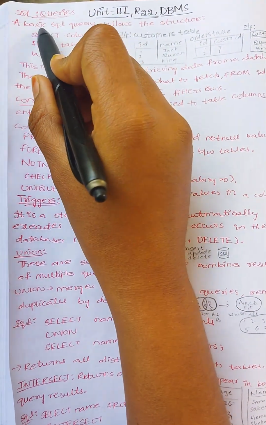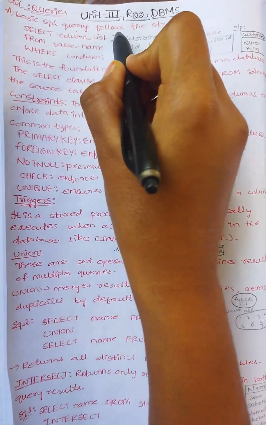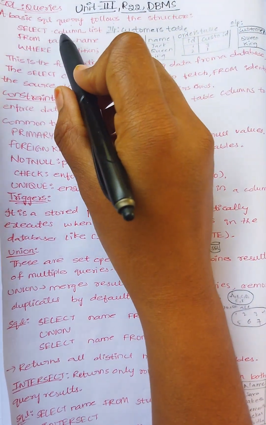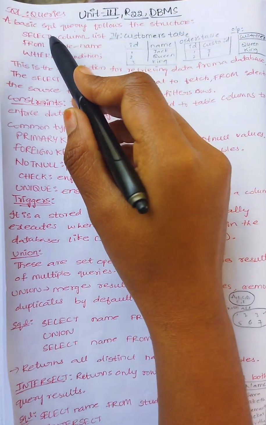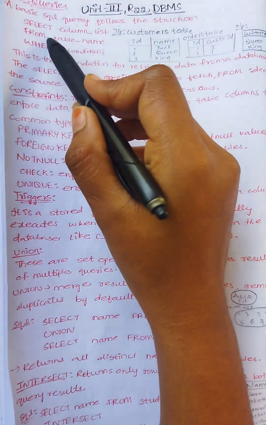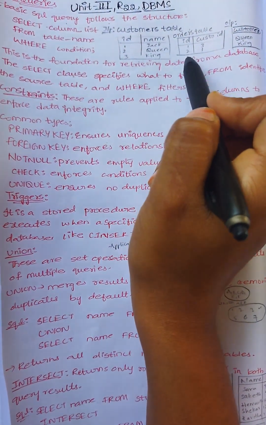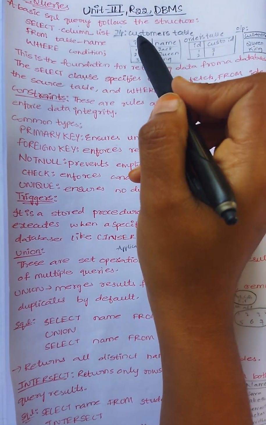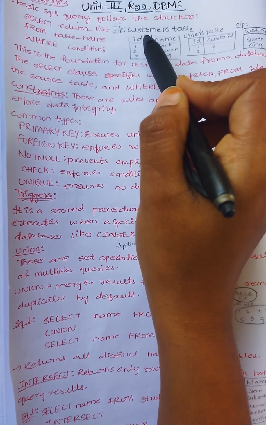SQL queries. Query is nothing but the question. A basic SQL query follows the structure. SELECT a column list, in which we are selecting the columns. We need to select the column list, like ID, name, customer ID, like that, column names. This is a column. ID is the name of a column in the list.